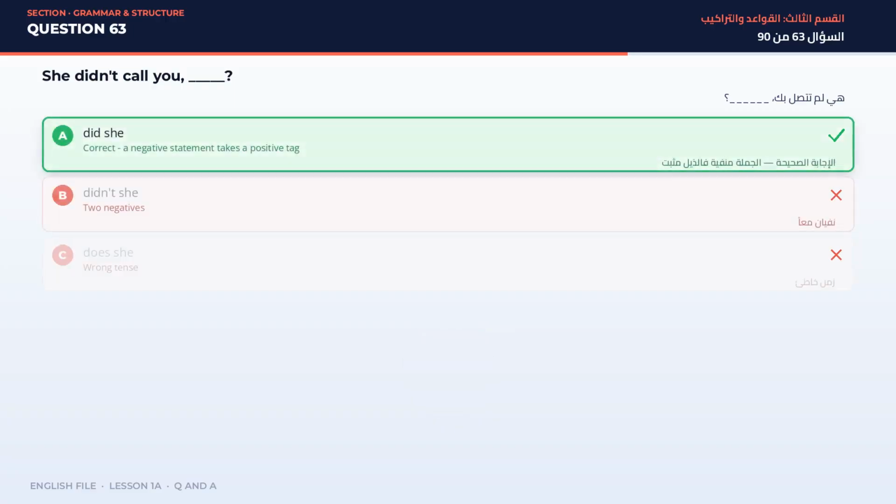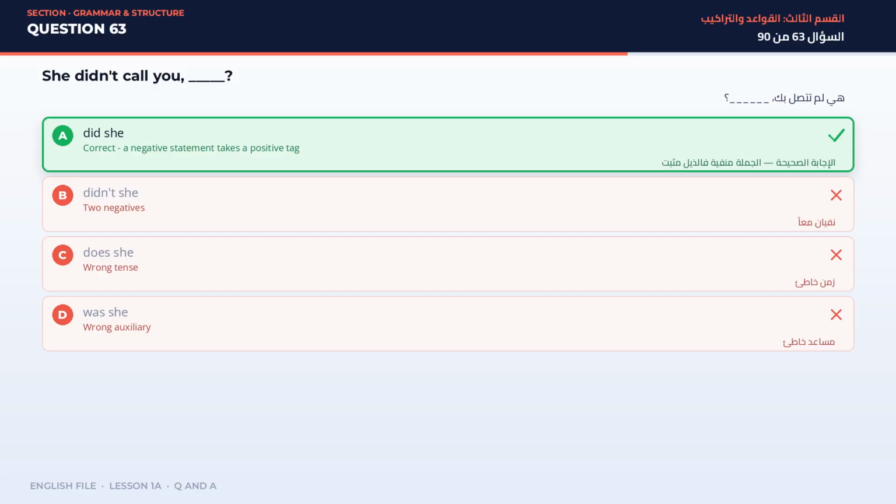Did she? A negative statement takes a positive tag. Not B, two negatives. C, wrong tense. D, wrong auxiliary.